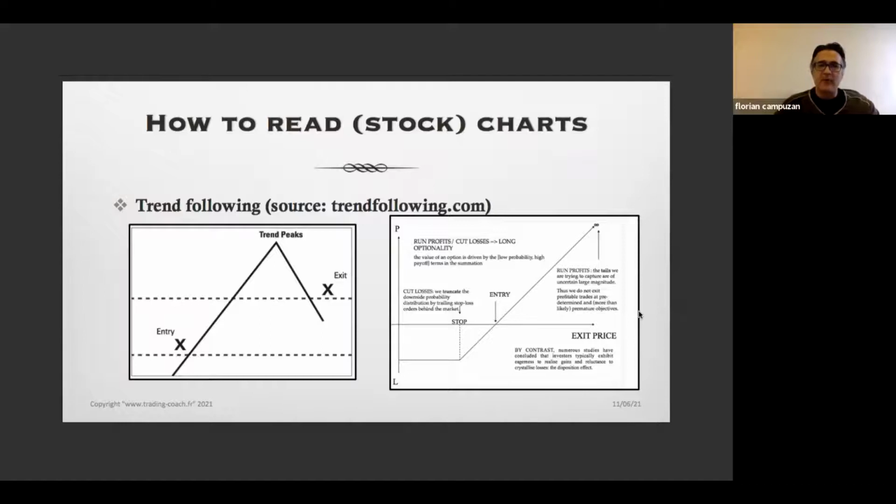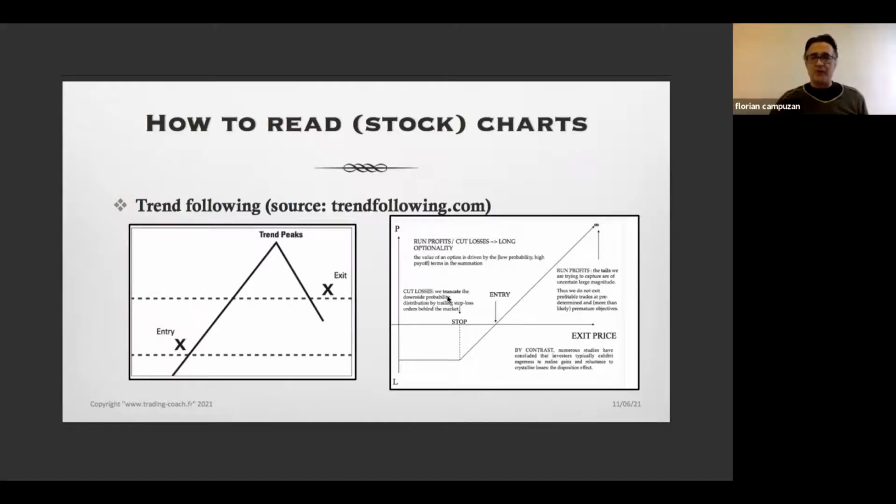We will see that you'd better wait for things to go against you to be sure that the movement is over, instead of trying to guess the top of the move. Okay, we cannot achieve that.